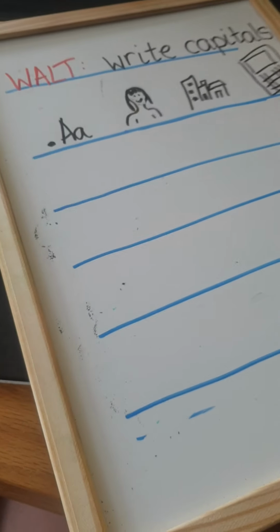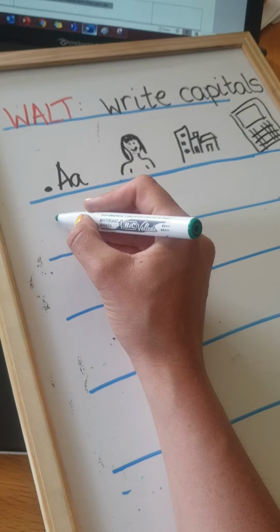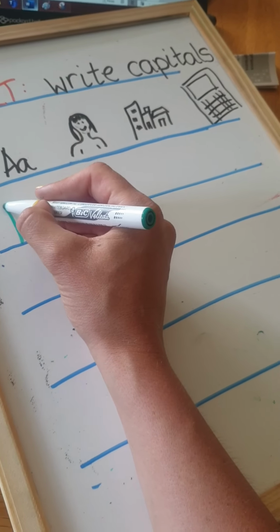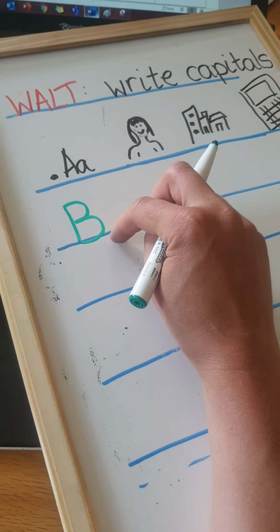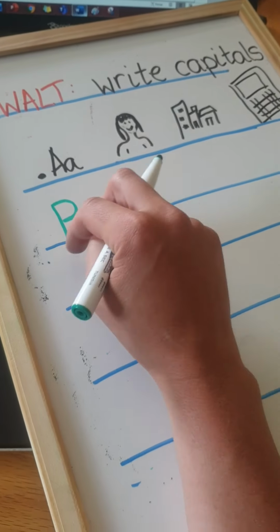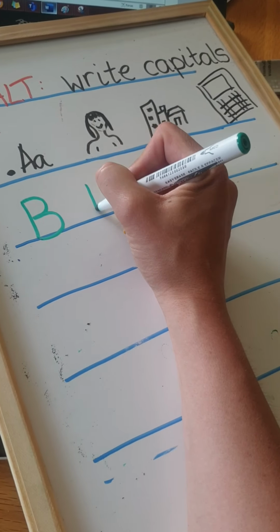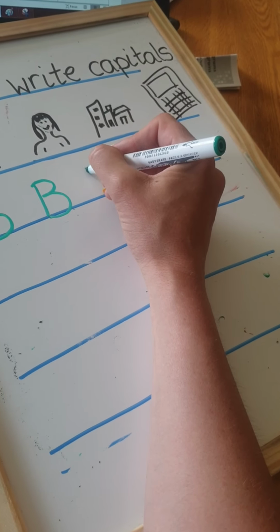Okay, and the last letter I want you to practice today is the letter B. So for the letter B, we start at the top, we go down, up, and we go back to the top, and this time we have to do 2 bumps. Now the bottom bump comes out further, is bigger than the top bump. Leave a finger space and then practice again.